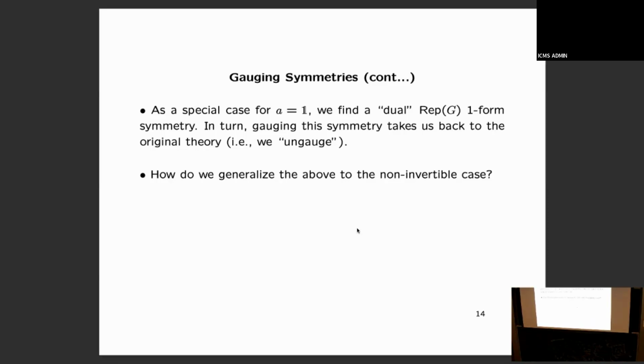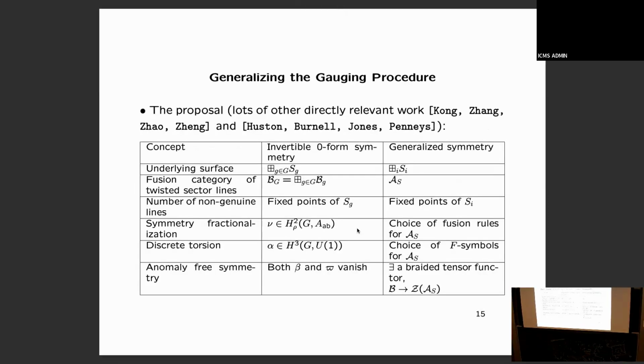But okay, so the proposal, and there's lots of other very relevant work, in particular by Liang Kong and collaborators, and also Corey and collaborators, Fiona and Houston and Pennies, have some work where they're essentially doing this. They're doing some gauging, maybe in slightly different language, but it amounts to the same thing: gauging general symmetries, of general zero-form and one-form, two-group, and generalizations of two-group symmetries. So here, what I want to highlight is roughly the proposal.